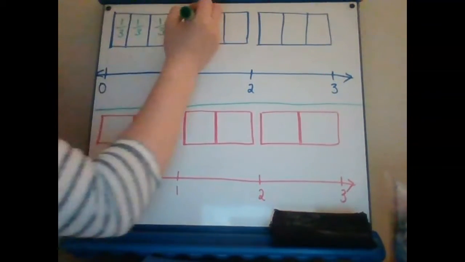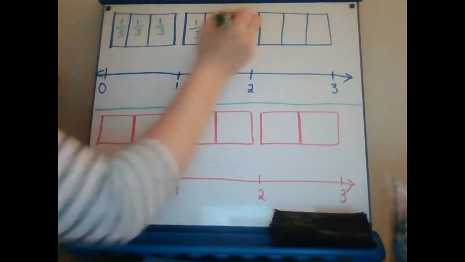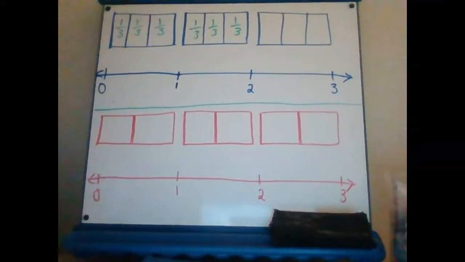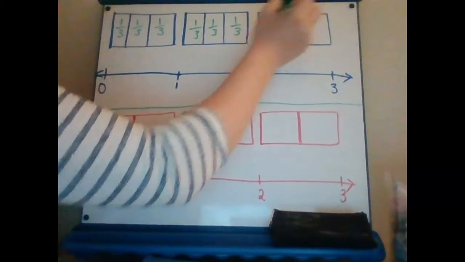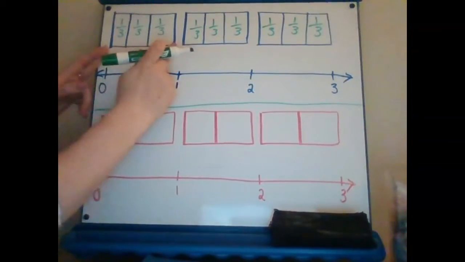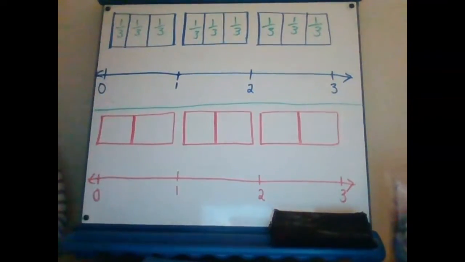Again, 1/3, 1/3, 1/3. That and that gives me 2 wholes. And again, 1/3, 1/3, 1/3. If I have this, this, and this, I now have 3 wholes. So let's think about how we could put this on our number line.